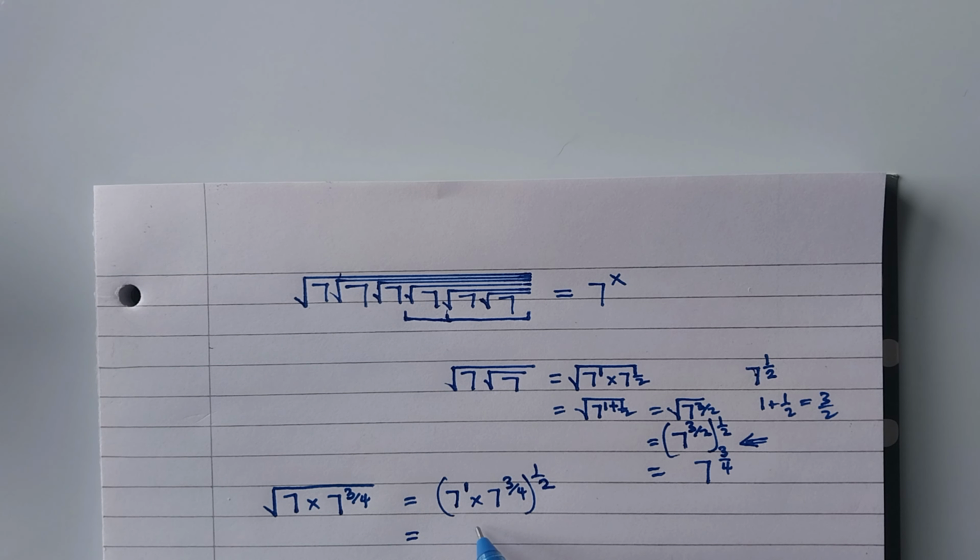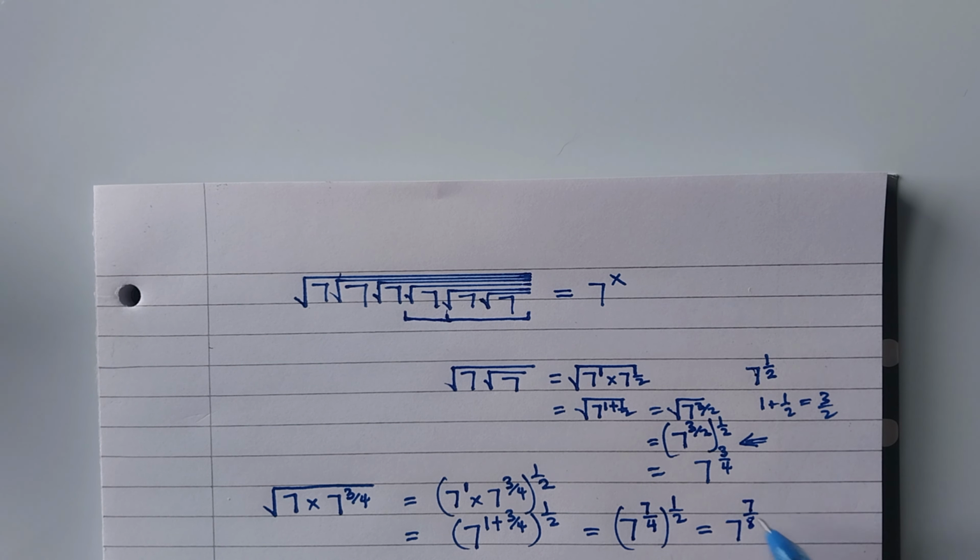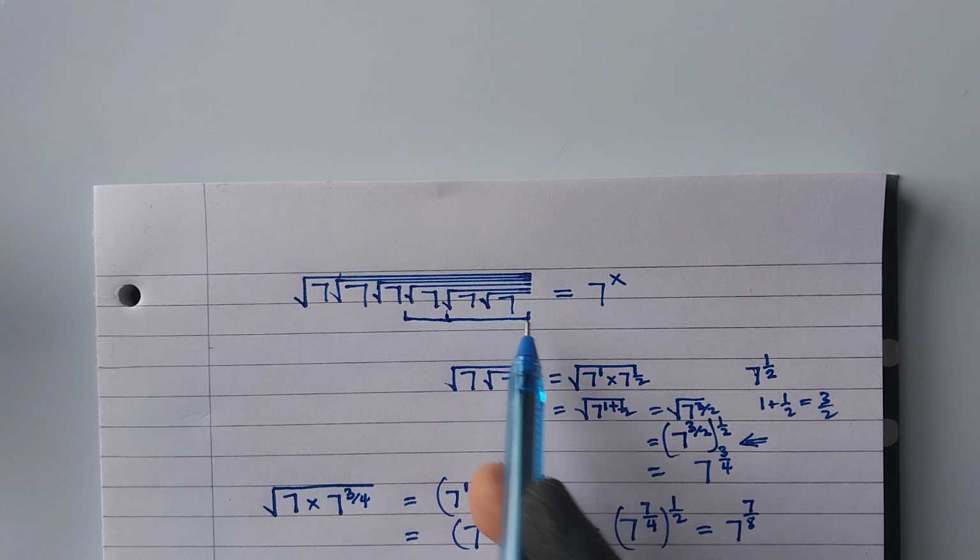And this will become 1 plus 3 over 4. According to law of indices, you add the power when you are multiplying, then raised to power 1 over 2. This will give me 7 raised to power 1 plus 3 over 4 is 7 over 4, so that's 7 over 4, then raised to power 1 over 2. And altogether that gives me 7 raised to power 7 over 8. So that's for the first 3 radicals.